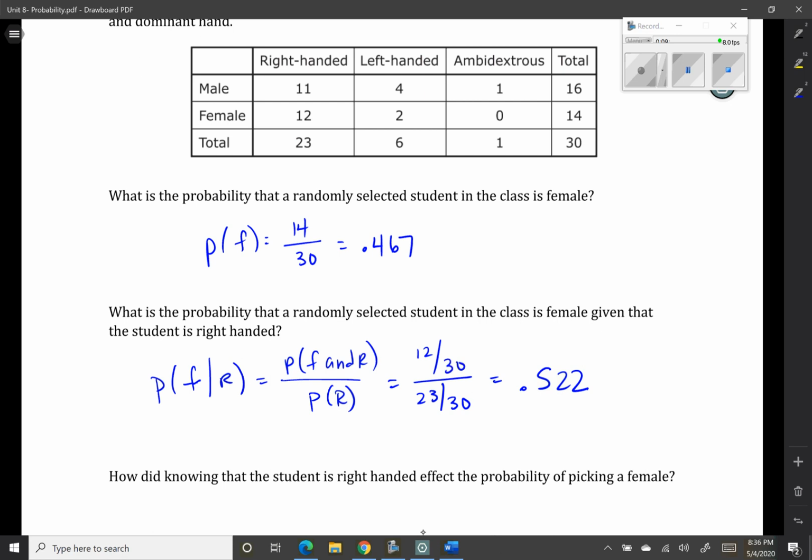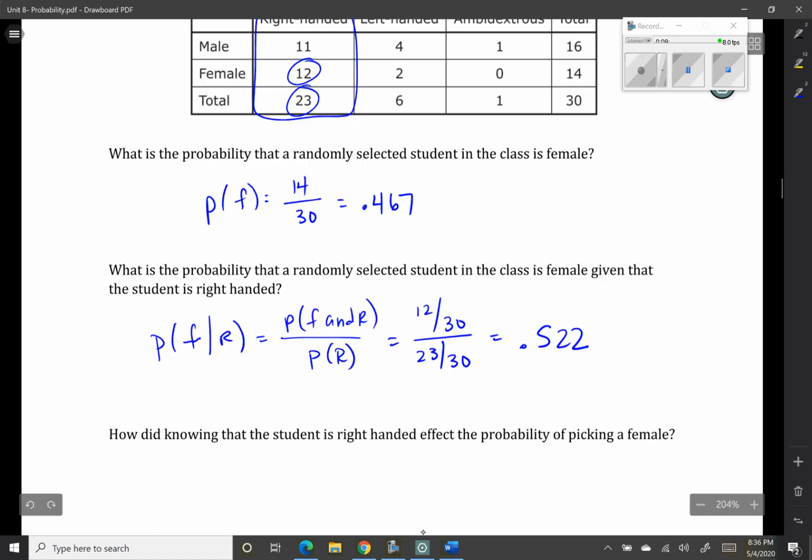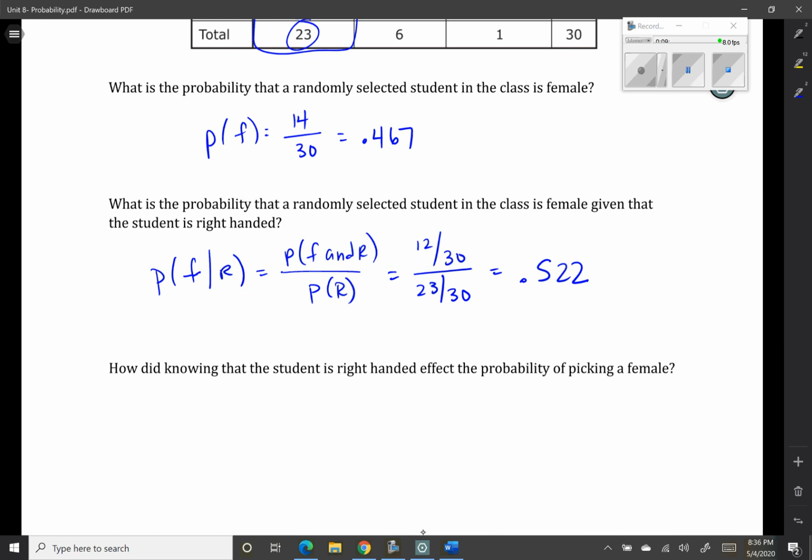We would have got the same thing if we just said, let's just look at right-handed people. How many are female out of the total? 12 out of 23 would be that same exact decimal. I know that, right? The goal here, though, today is to see that this formula or this rule actually works too. So then it says, how did knowing that the student is right-handed affect the probability of picking a female?